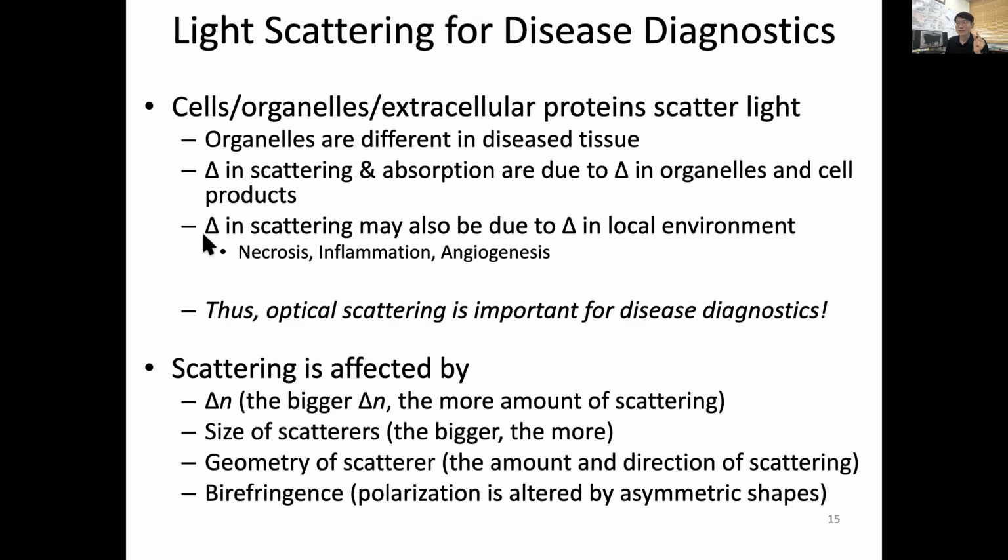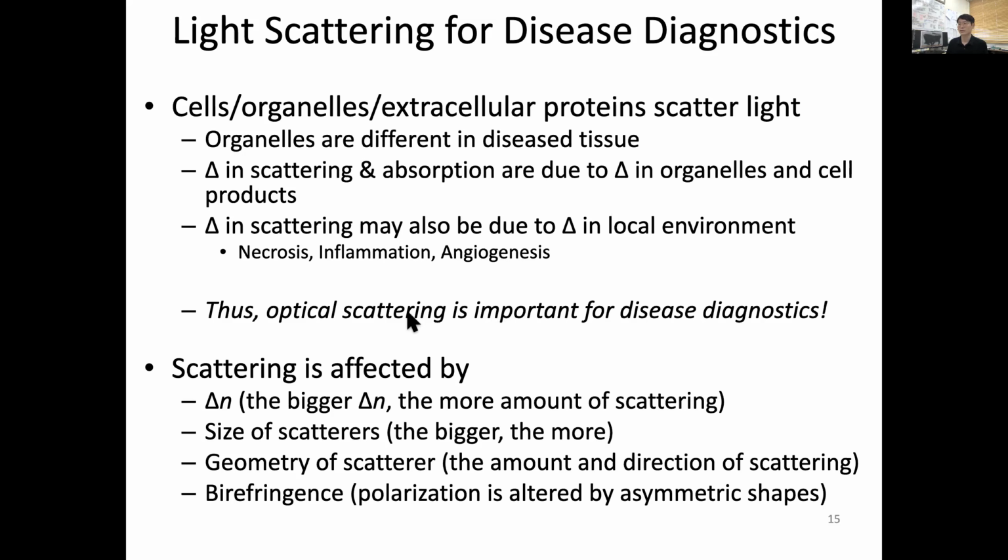So that means changes in scattering can also be due to changes in local microenvironment, especially pathological conditions such as necrosis, inflammation, and angiogenesis. This may also give you a change in absorption. So in essence, optical scattering and also absorption could be an important tool for disease diagnostics. This is a fundamentally very important insight that we can claim, and we can utilize light for disease diagnostics.